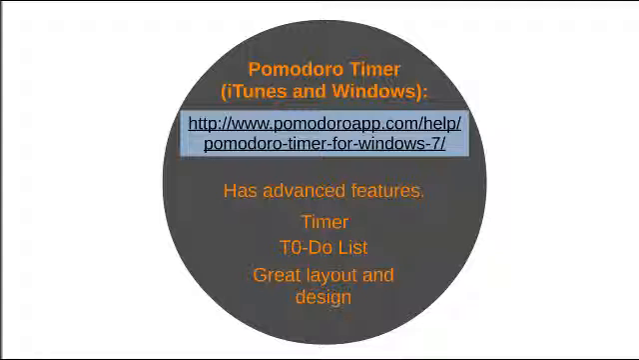The first one is the Pomodoro timer, and it's specific for Mac and Windows. Now, if we go to the link here, we will actually look at it. But before we do, I want to talk about the benefits of this specific tool. The nice thing about this is it is Windows and Mac software, so you will have to install it on your PC. It has advanced features, however. It does have a timer, and it does have a to-do list, and it has a really great layout and design. So let me show it to you right now.